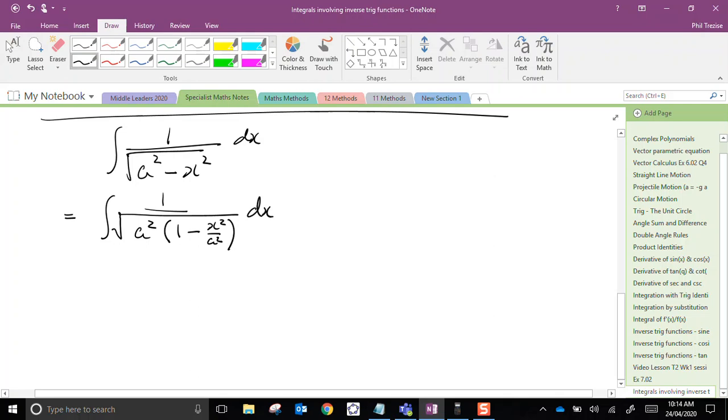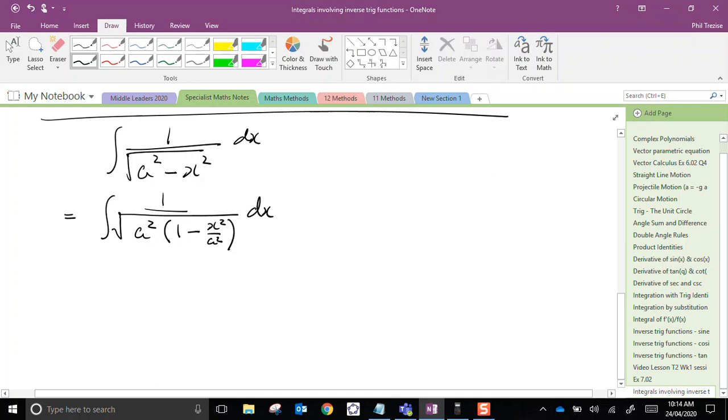I've got a tiny vinculum in there. I hope you forgive me. So what have I done? I've taken a common factor of a squared from itself to leave the 1. That's what I needed. I needed my formula to have a 1 there. Subtracting, and now I have to divide by a squared.